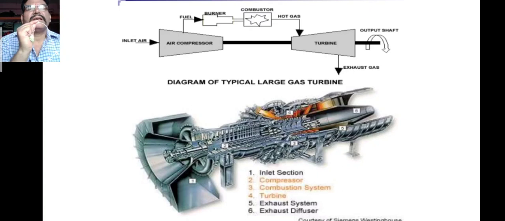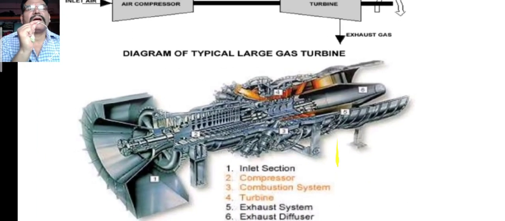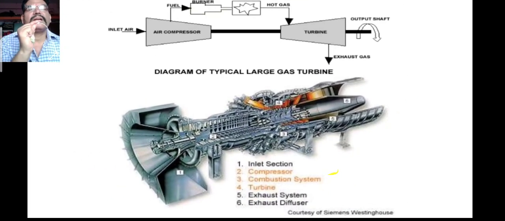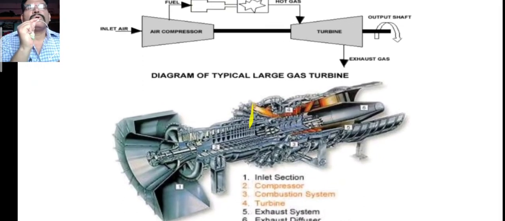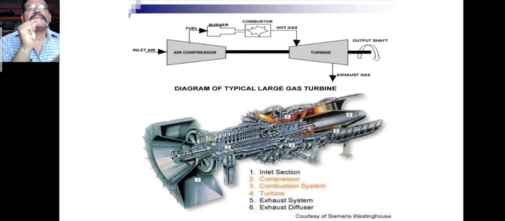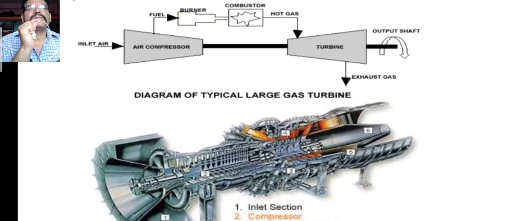There is an air compressor and turbine. The inlet air is supplied to the air compressor after starting of the compressor.